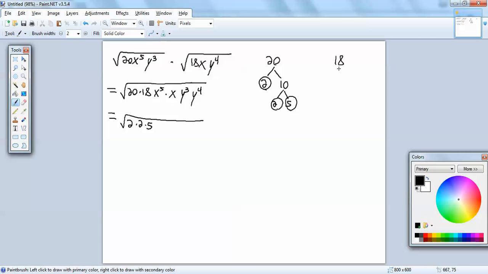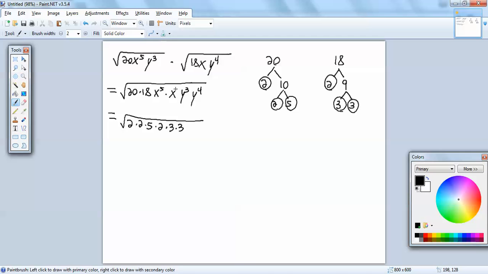Now 18. I start with my first prime, which is 2. It's divisible by 2. 2 times 9. 2's prime, so circle it. Now I'm still on my first prime, which is 2, and 9 is not divisible by 2, but I go to my next prime, which is 3, and it is divisible by 3. 3 times 3. And both of those are prime, so circle them. So that'll be 2 times 3 times 3.